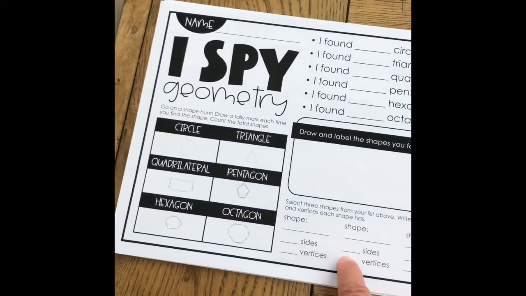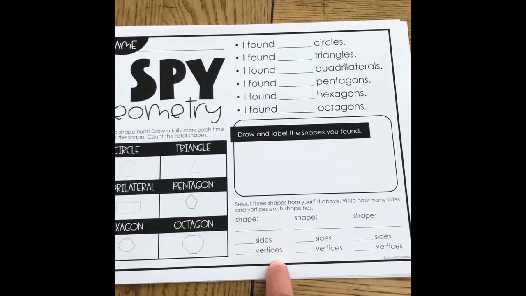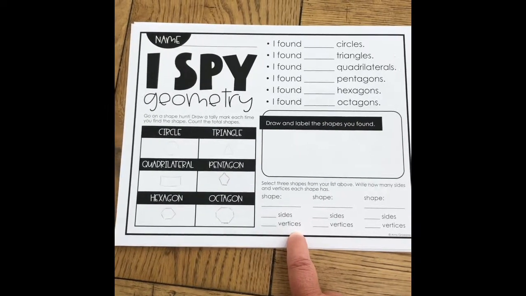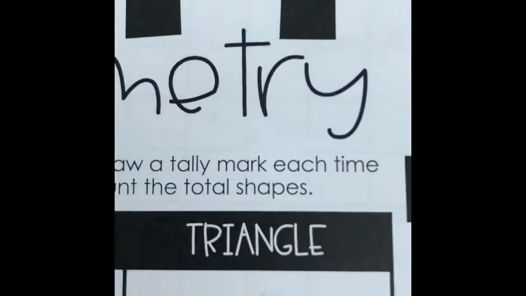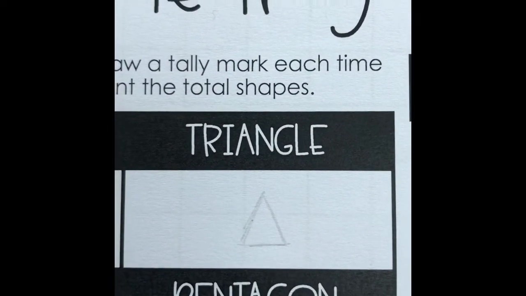And this is also interesting to find out. Pick 3 shapes, count how many sides, and count how many vertices. Vertices is the point that 2 sides will meet. So in a triangle, for instance, I have 1, 2, 3 sides. I also have 1, 2, 3 vertices.